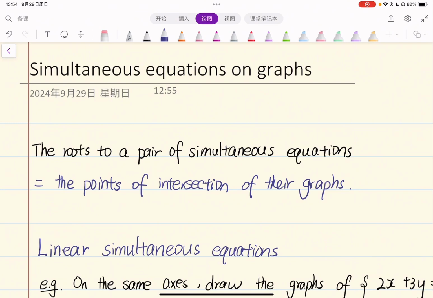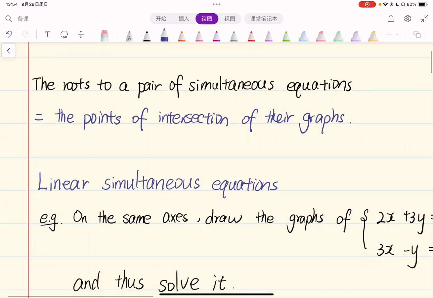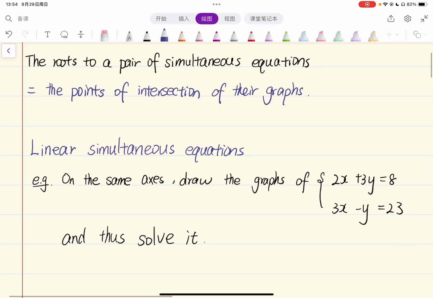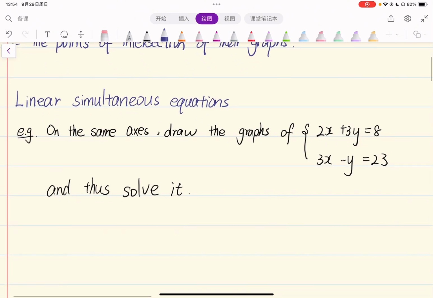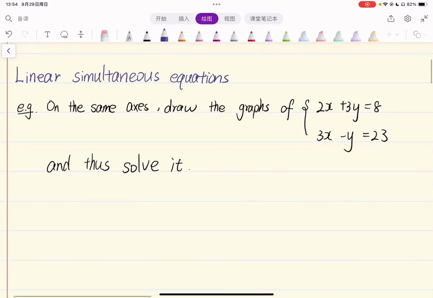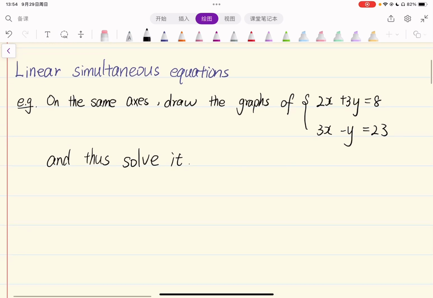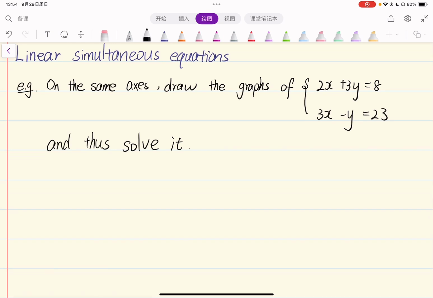Firstly, let's look at the linear simultaneous equations. For example, we have a question: on the same axes, draw the graphs of 2x plus 3y equals 8 and 3x minus y equals 23, and thus solve them. Well, let's solve the simultaneous equations normally. So how do we solve? This is equation 1, that is equation 2.